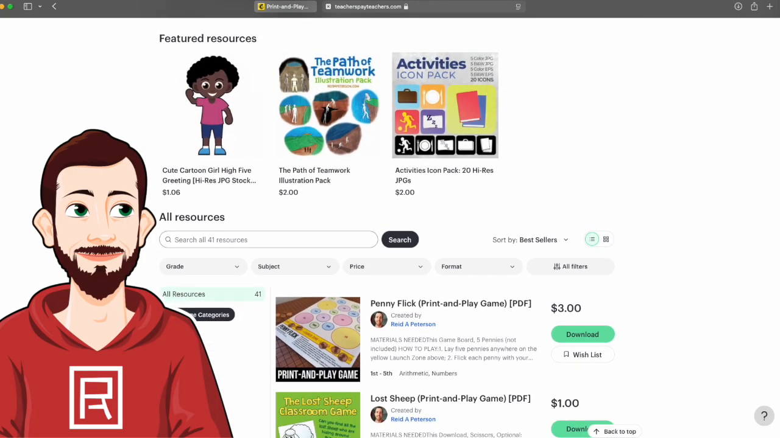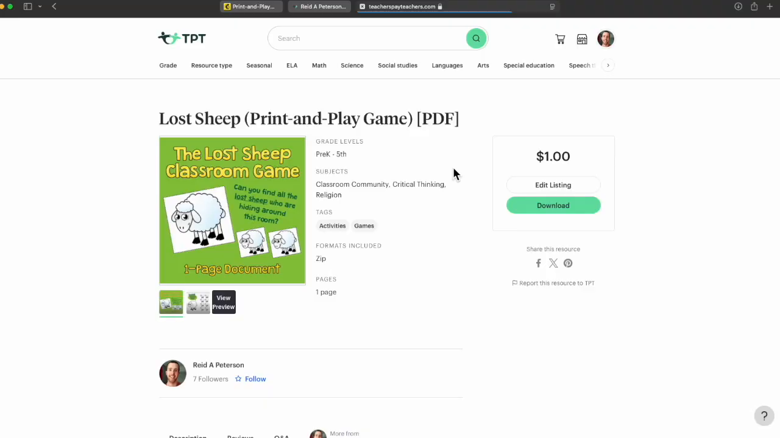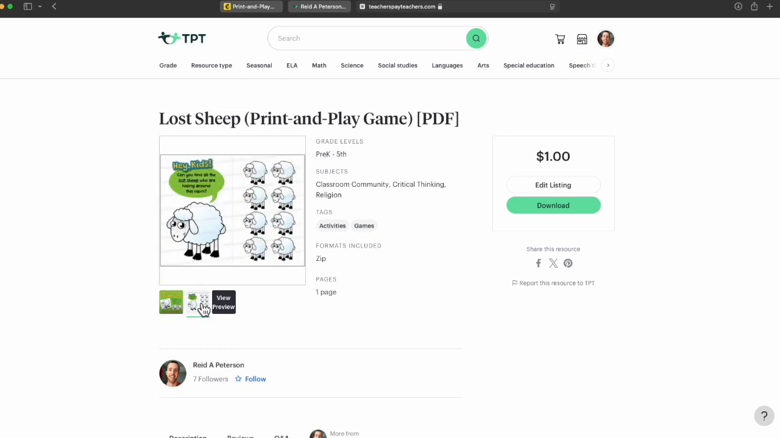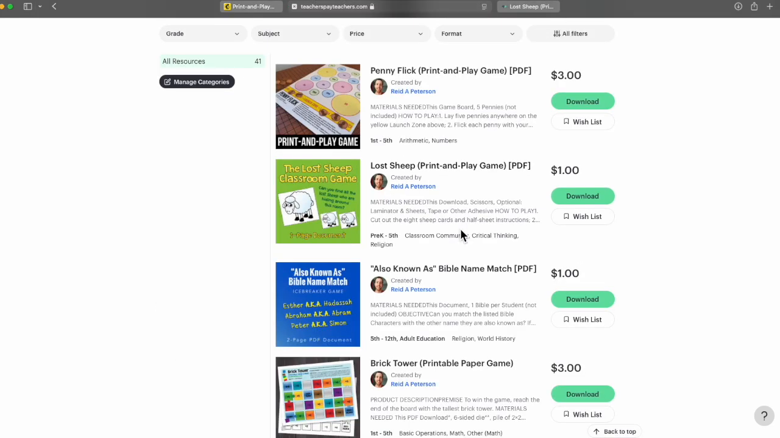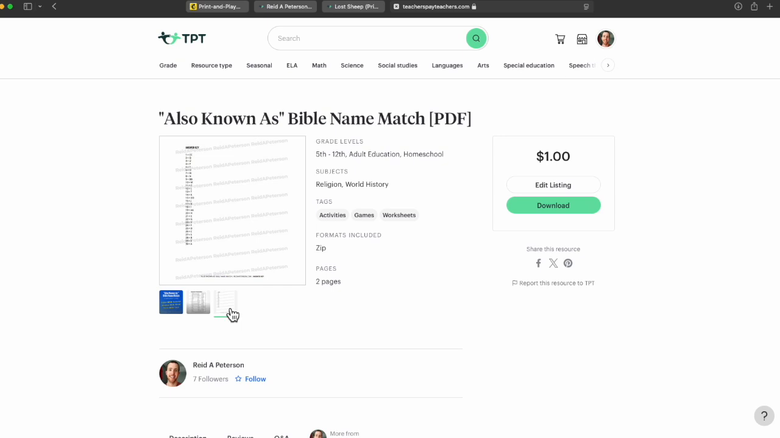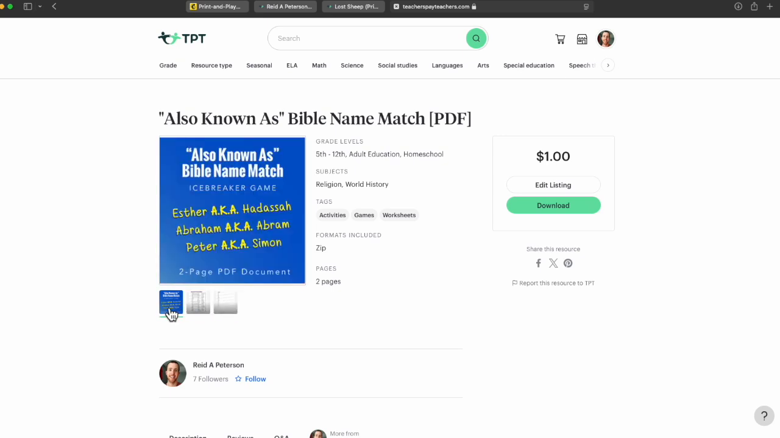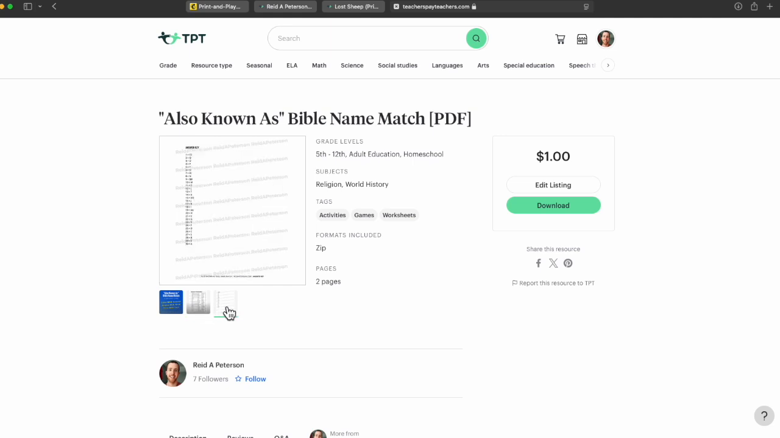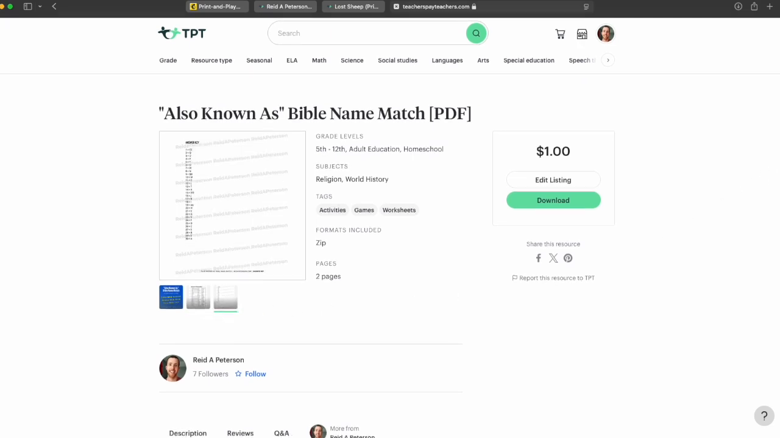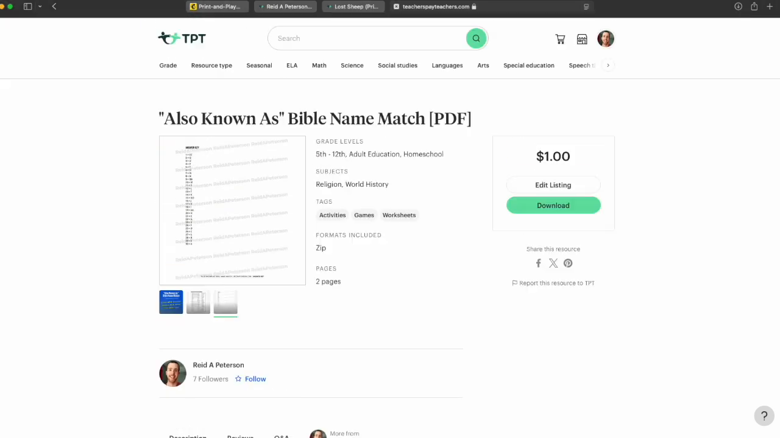Two of my previously published print and play games have been uploaded to Teachers Pay Teachers. The first is called Lost Sheep, where players are tasked with locating the cartoon sheep hidden around their classroom. The second is called Also Known As, and is a Christian-themed worksheet where you need to match biblical characters with their second or alternative names. For example, King Solomon's birth name was actually Jedediah, and more famously, Abram was renamed Abraham by God.